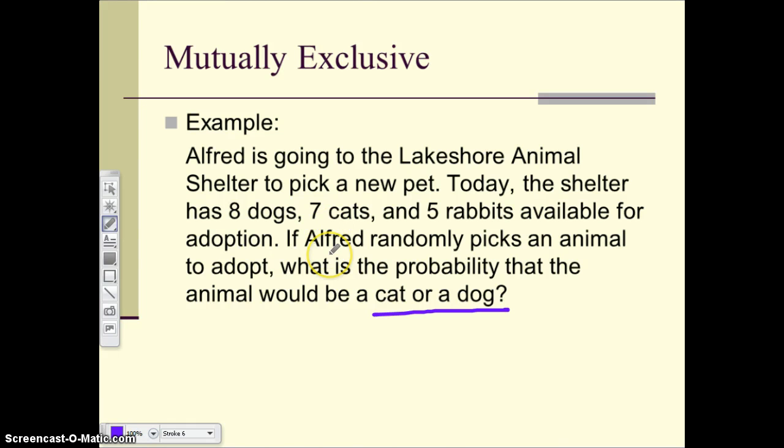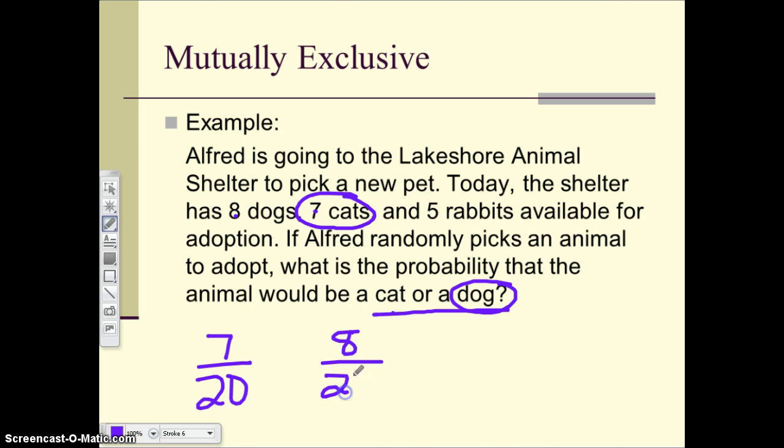So what we have to do is calculate the probability of him first choosing a cat. There are 7 cats, so there are 7 outcomes we want. How many total animals are there? 8 plus 7 plus 5, that's 20. There are 20 different animals, 7 of them are cats. Now, what is the probability of selecting a dog? There are 8 dogs in 20 different animals.